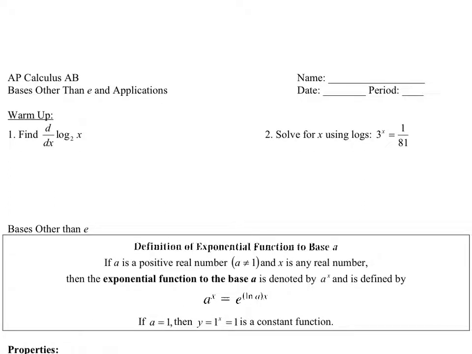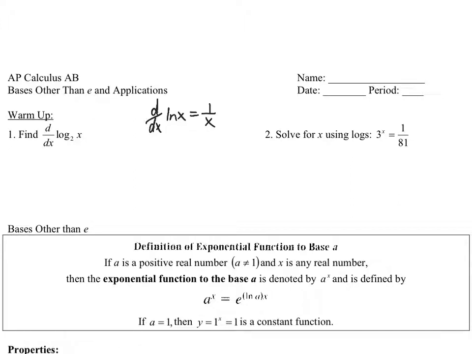Here in our first warm-up, we're trying to think of how to do a derivative when we don't have a base of e. We know that the derivative of natural log of x is 1 over x. Okay? How do you think we might handle a log with a different base?